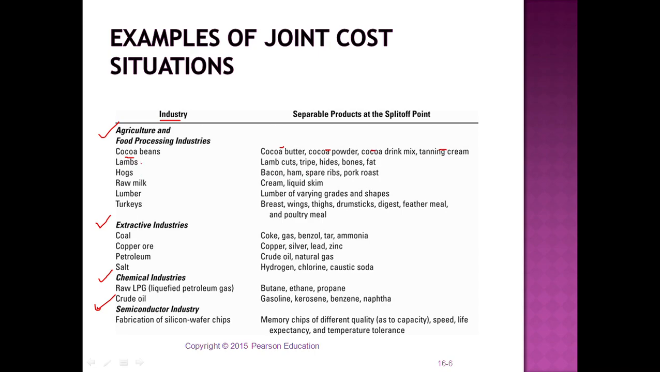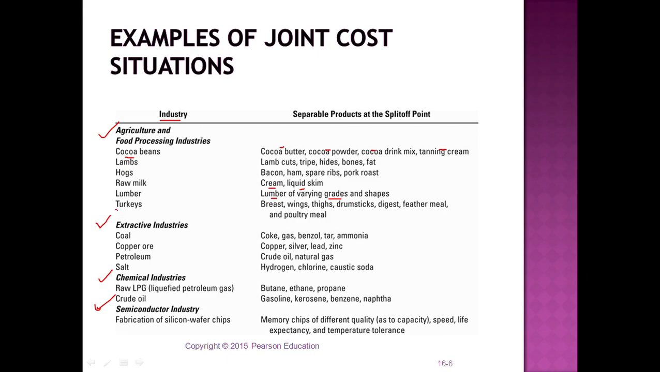In the meat industry, you can find cuts, strips, hide, bone, fat. Maybe in the raw milk, like we saw in the illustration, could be cream, liquid skim, maybe cheese, yogurt, whatever you want to add there. Lumber or wood industry. Here you can have wood or lumber, or maybe we can say cut wood of varying grades and shapes.